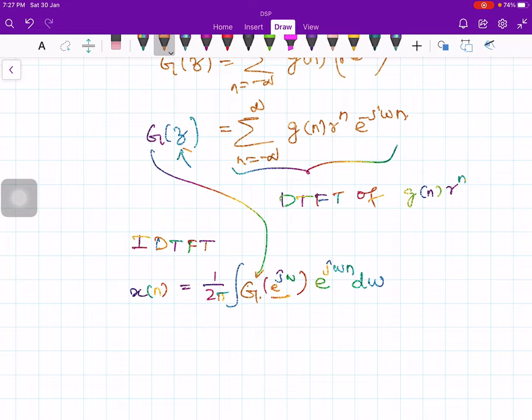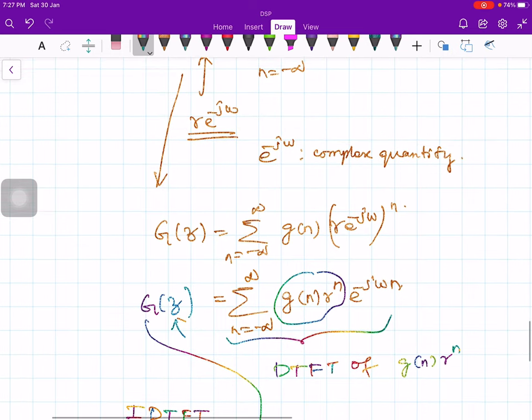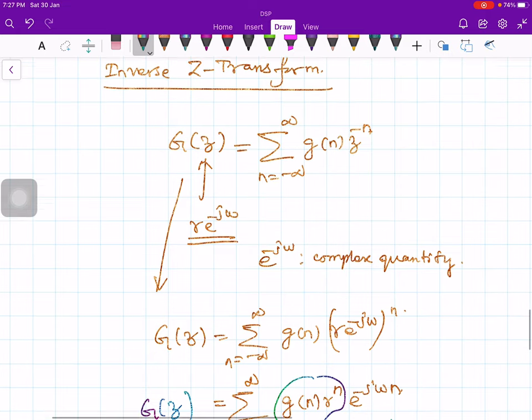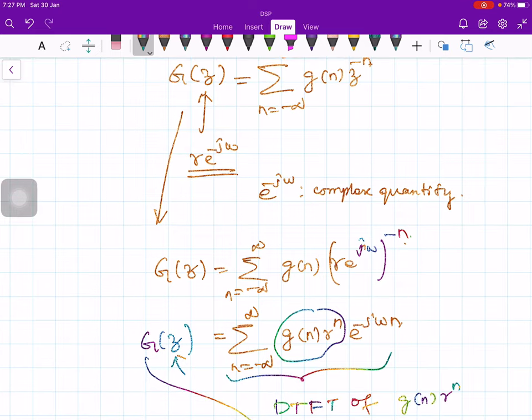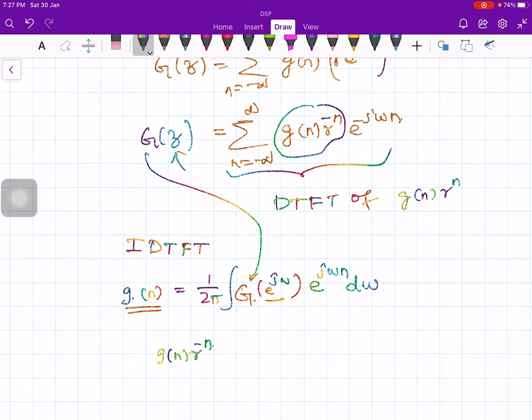Now instead of x of n, let me write down g of n. So instead of g of n, I have g of n times r to the n. In other words, we should have g of n times r to the n. So this g of n times r to the minus n can be recovered. I wrote the formula wrongly, one minute. Here this is minus. Minus 1, j omega whole to the minus n, and if you take n inside, then it is e to the r to the minus n. Fine, so now it's correct.